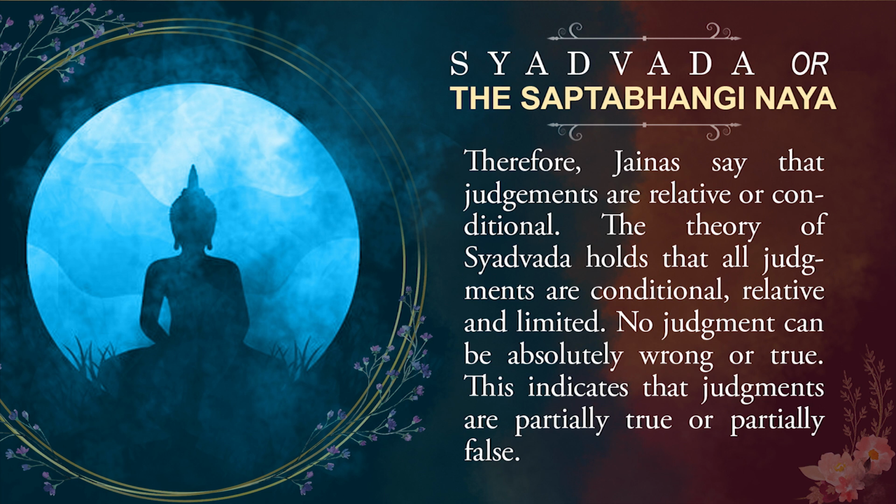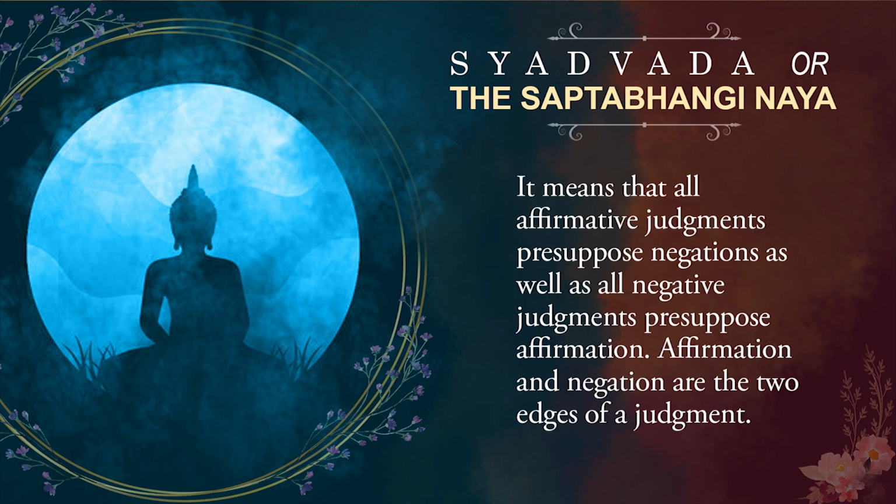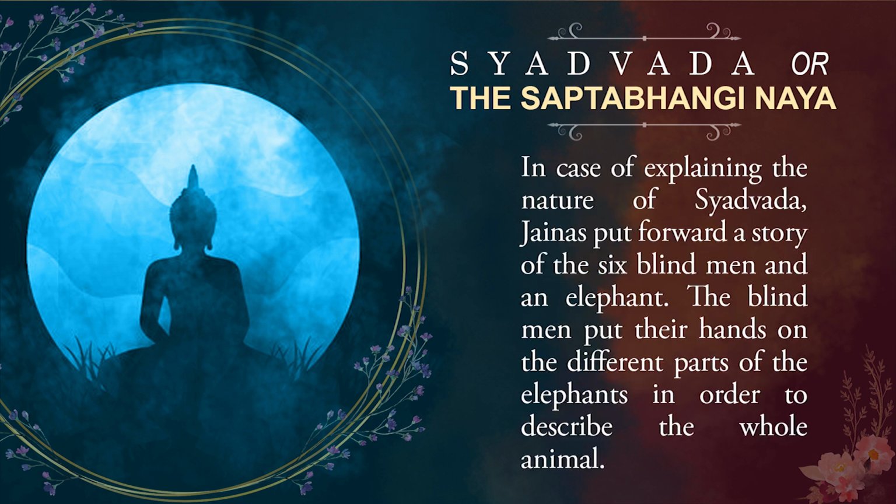The theory of Syadvada holds that all judgments are conditional, relative, and limited. No judgment can be absolutely wrong or true. This indicates that judgments are partially true or partially false. It means that all affirmative judgments presuppose negations, as all negative judgments presuppose affirmation. Affirmation and negation are the two edges of a judgment.